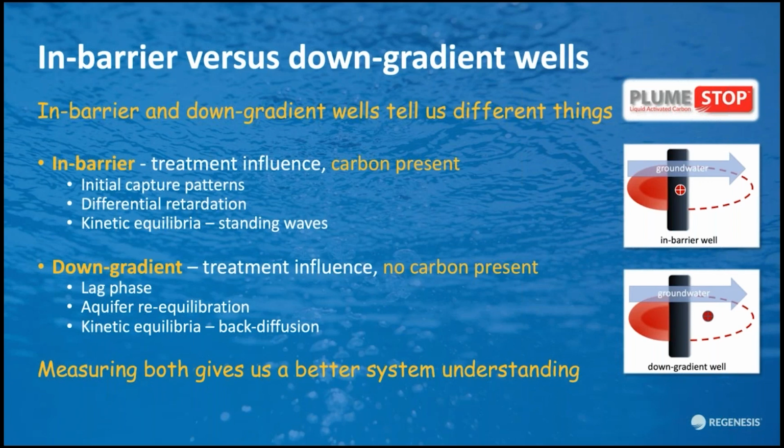Much of this is driven by matrix diffusion and results from back diffusing and desorbing mass as the system re-equilibrates and responds to the treatment. In the barrier, this equilibratory matrix flux is captured by the plume stop carbon, but down gradient, there is no carbon to capture it as the carbon is up gradient in the plume stop barrier. And this difference leads to different emergent phenomena.